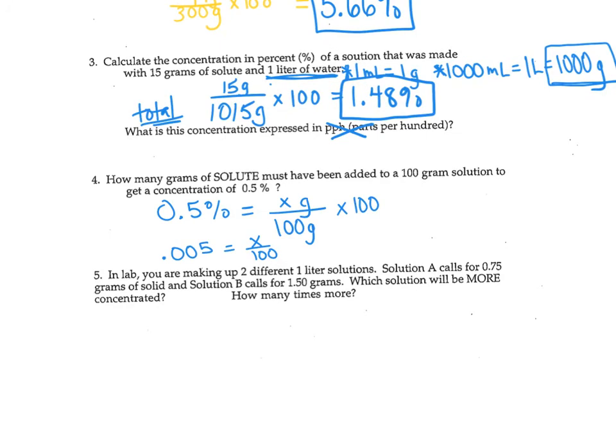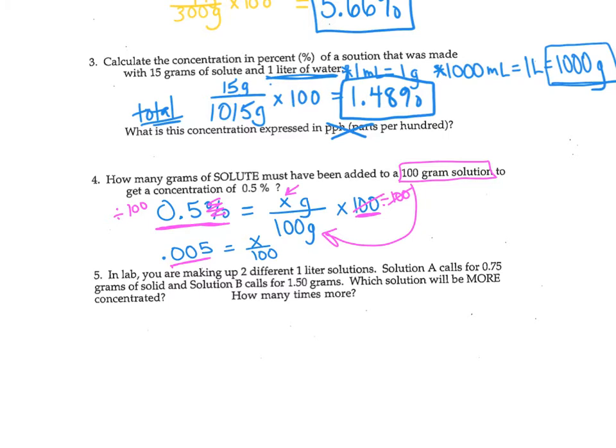So for number 4, the first thing I did was I took our percent concentration, set it equal to the unknown amount of solute over our grams of solution, which goes there, times 100. So then the next thing I did is I first divided by 100 in order to get rid of the 100 over here, and divide this by 100. That gets rid of the percentage. So then we have 0.005 is equal to x over 100.